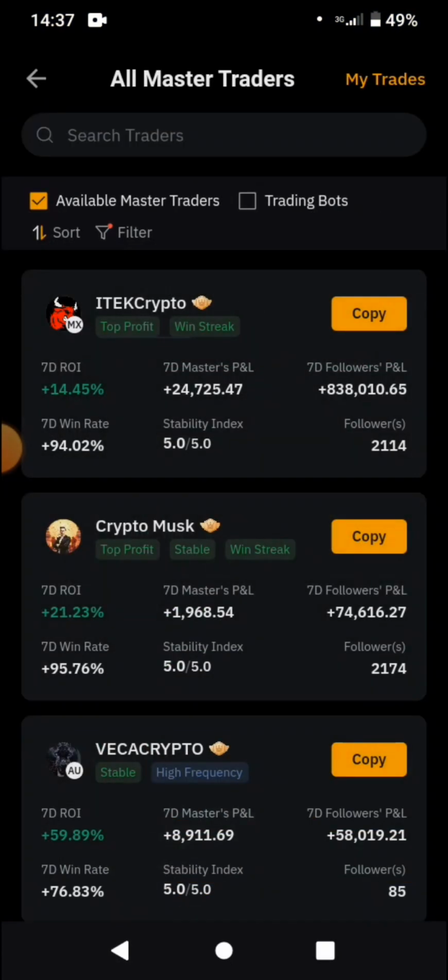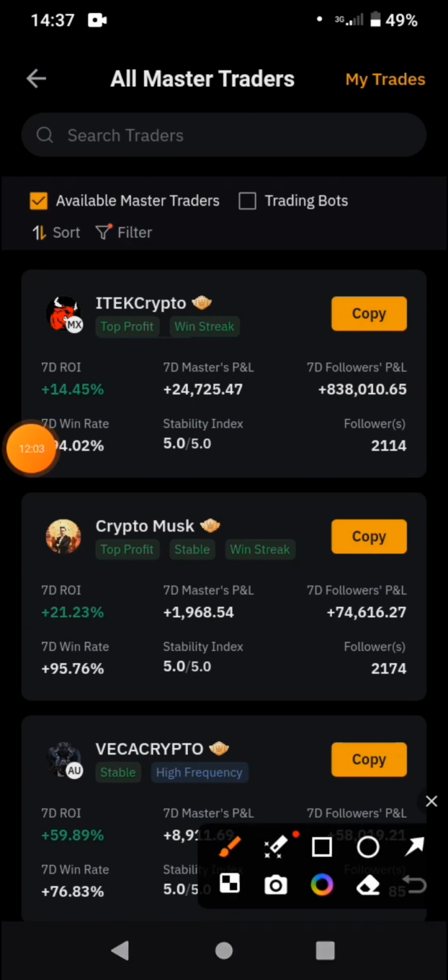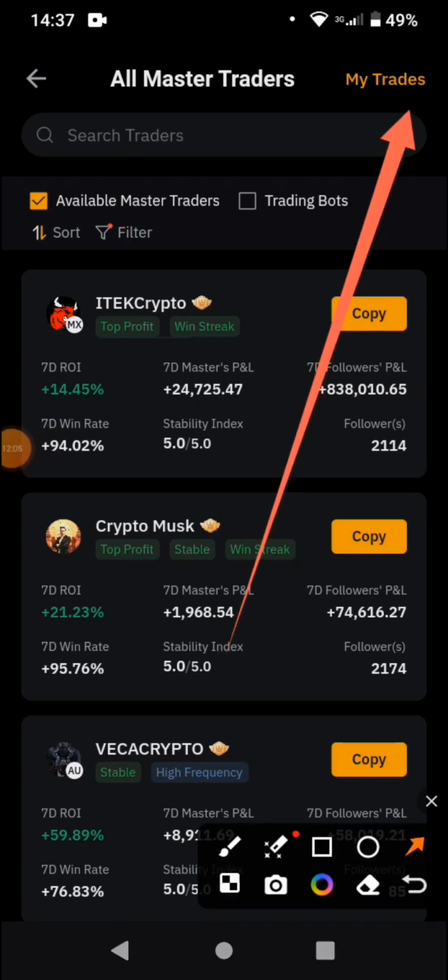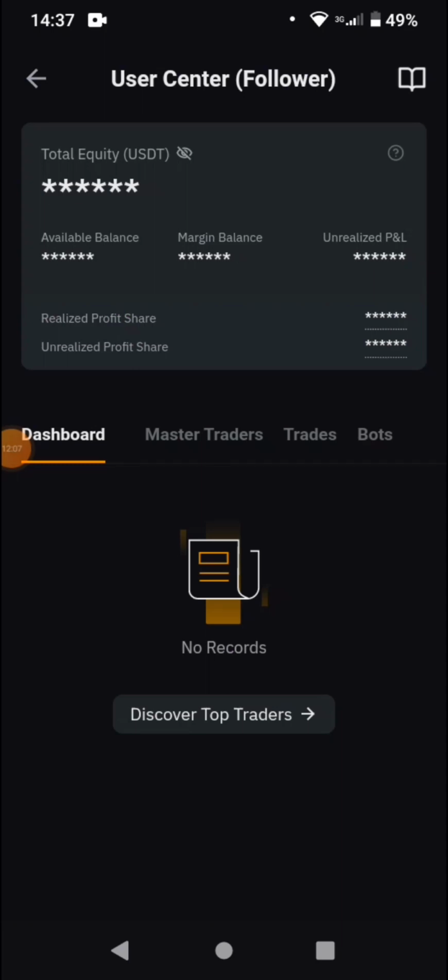So let's say you have copied and you want to check up the trades you have copied, you just look at where they're pointing. You are going to come here, and you are just going to go ahead and see your trades. If you want to cancel, you can cancel here at any time.